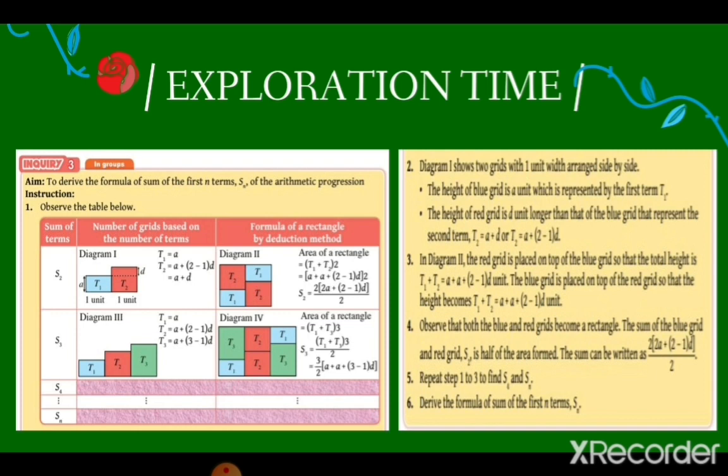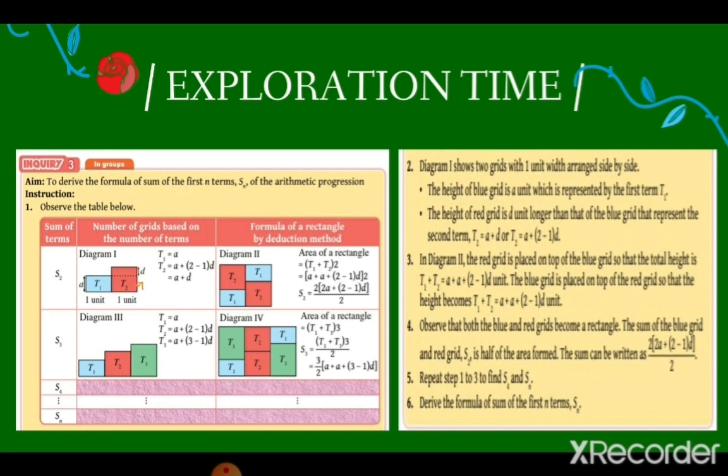As we can see, when we have S2, which is the sum of the first two terms, in the diagram here we see that we have T1, in which the width is 1 unit and the length is A. And then the second term, the width is the same as the first term, which is 1 unit, but the length is A plus D. So the first term has length A, while their width is the same, which is 1 unit.